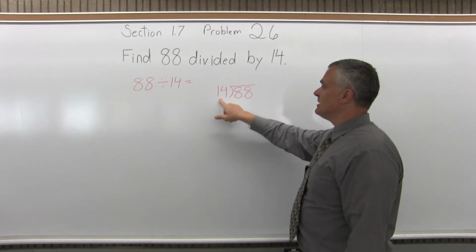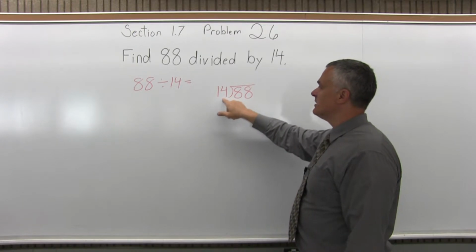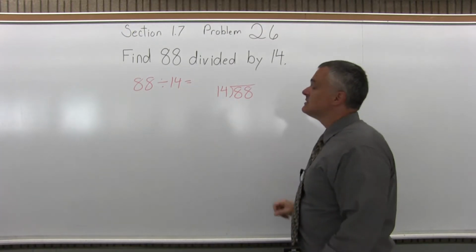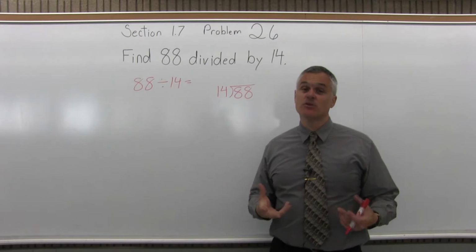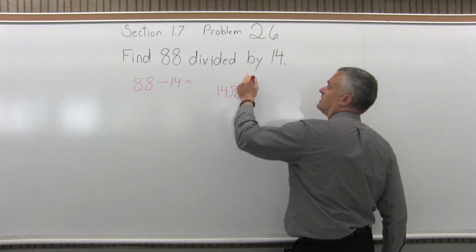8 is going to be too big. Even 7, I'd have 70 and another 28. Too big. 6 seems good. So there could be a little bit of trial and error in this process. So I feel good about 6.